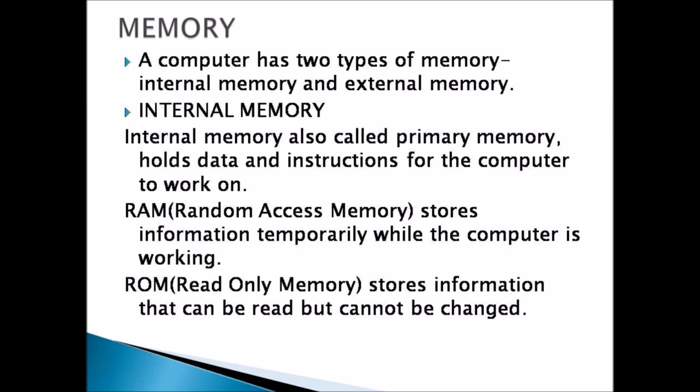Internal memory is also called primary memory. It holds the data and information for the computer to work on. It can be quickly accessed by the CPU. Internal memory is of two types, children. One is RAM and another one is ROM.